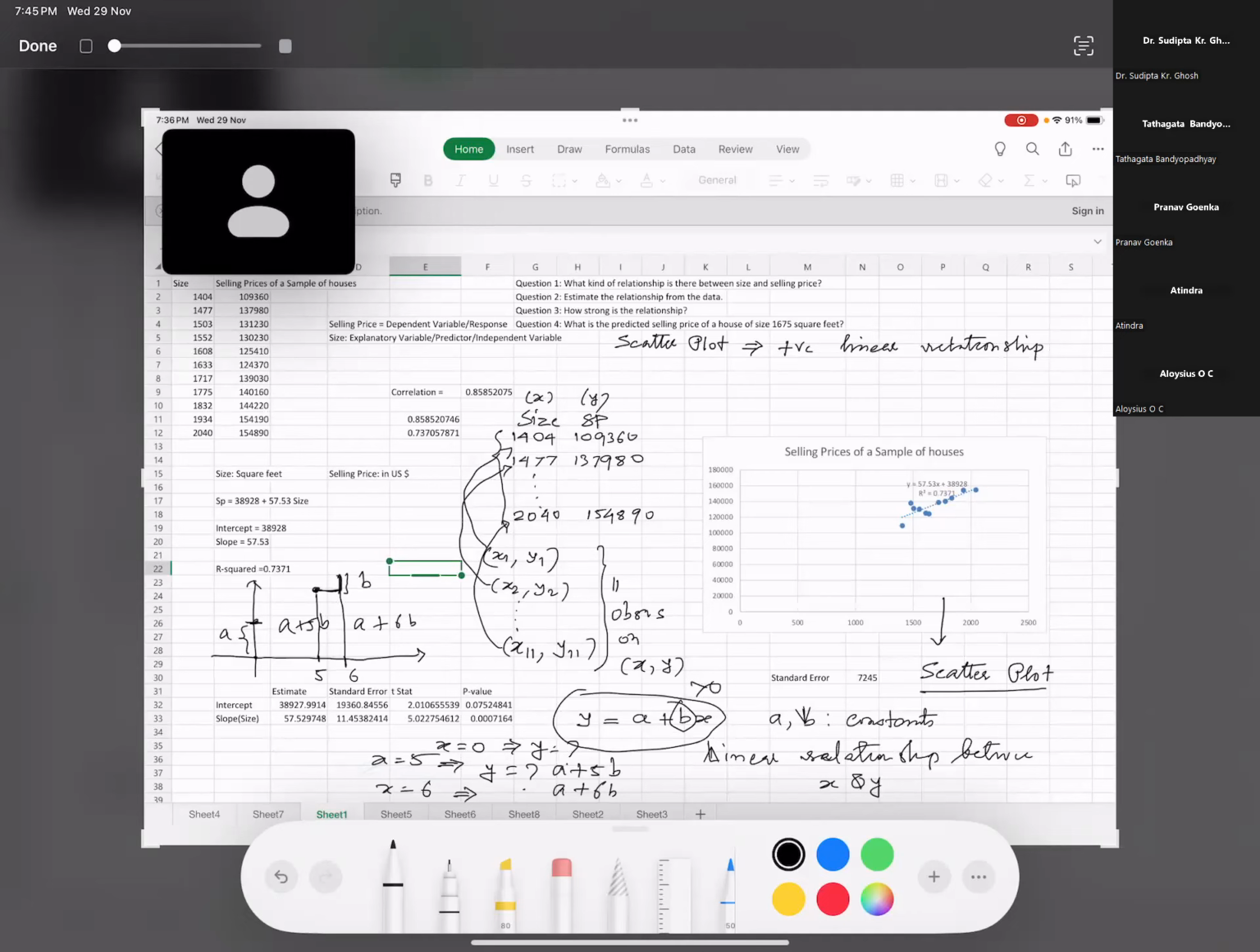So now you get an interpretation of a and b. So what is the meaning? That means a is the value of y at x equal to 0. And this a is often called intercept. Actually, this will be a line like this. If you draw, you will get a line like this. And what is b? b is often called slope.